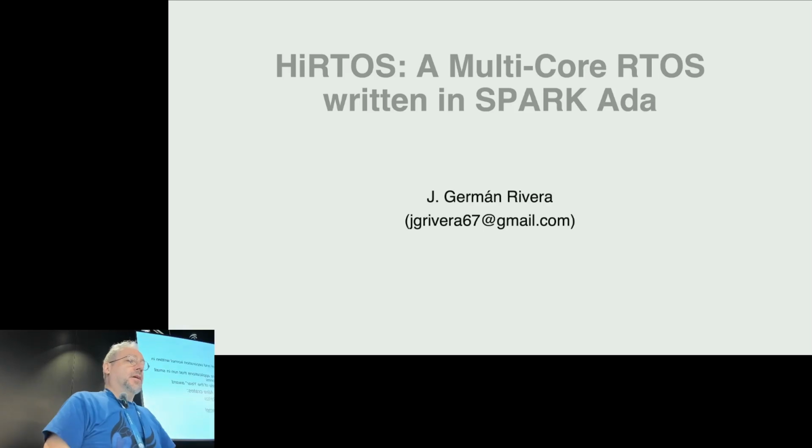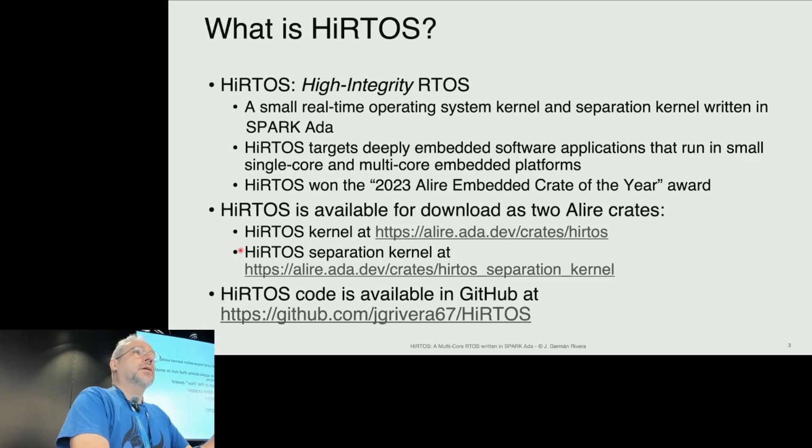HiRTOS is a small real-time operating system and separation kernel written in Ada, targeted for small microcontrollers and embedded platforms that at the bare minimum have an MPU, a memory protection unit. It doesn't require more advanced hardware like an MMU. Just a memory protection unit. HiRTOS is available for download as an Alire crate, and there is a separate Alire crate for the separation kernel, and the code is available on GitHub.